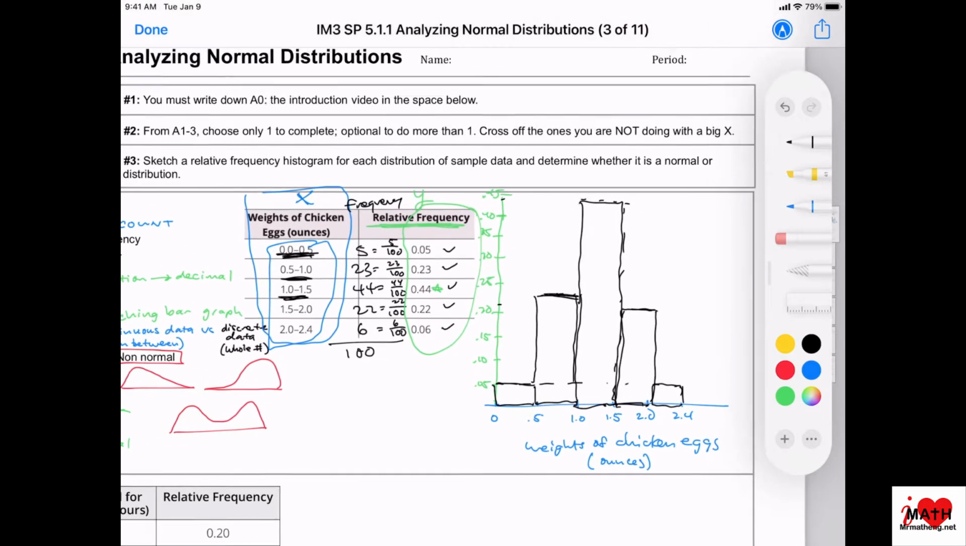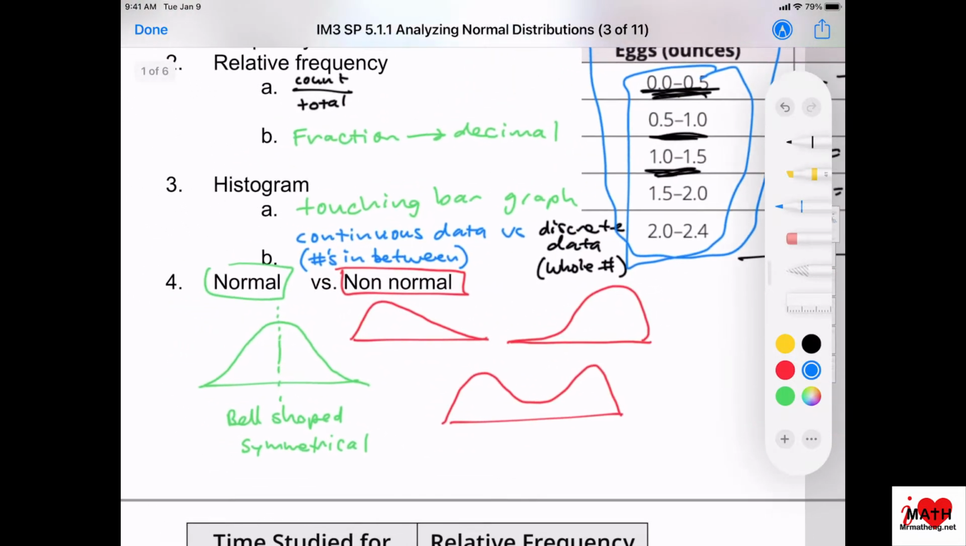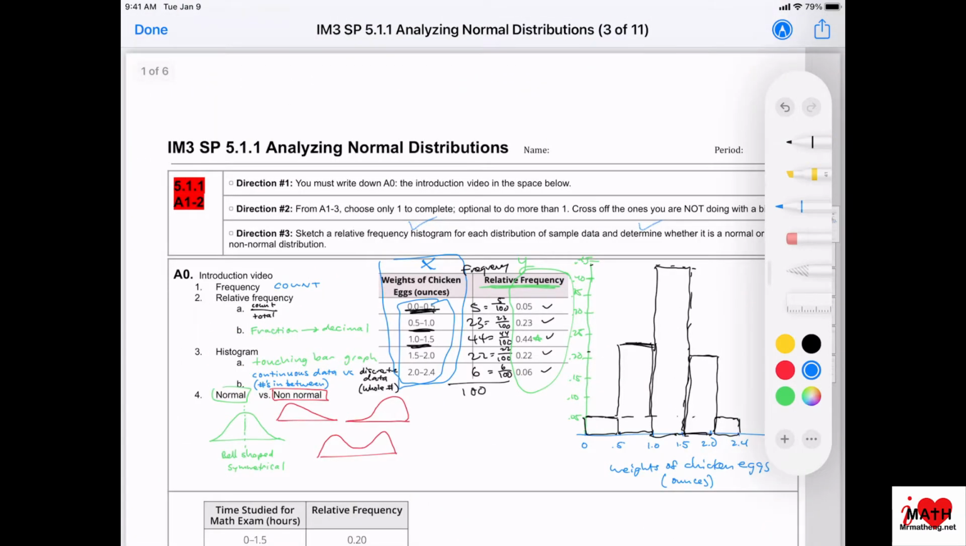Okay. So basically what we did here is we sketched a relative frequency distribution from the table, and now we need to determine if it's normal or not normal. So I'm looking back over here at the green and the red. Does it look like a straight bump? So what you're going to do here is just take a color and kind of draw over the bars. That looks pretty normal to me because you can kind of just cut it in half, right? So this one I would say is normal.